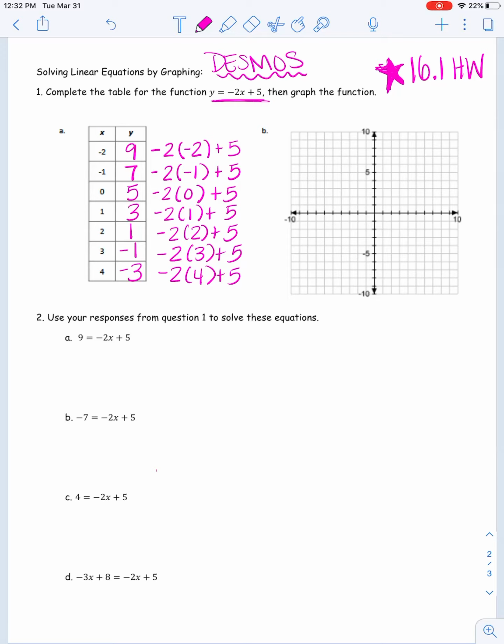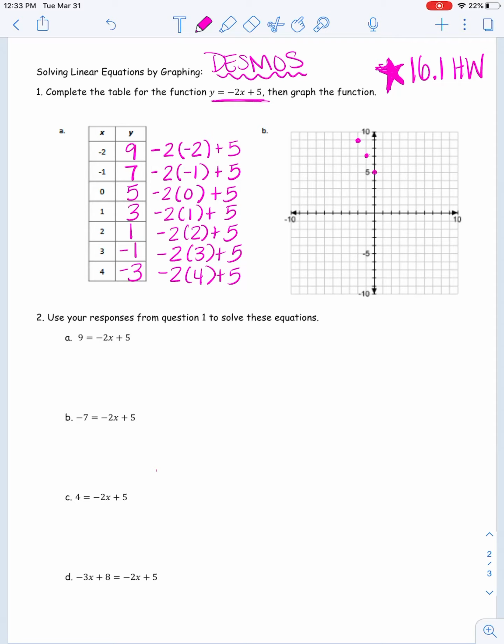So you could do a couple different things here when you're being asked to graph. You could use your slope and y-intercept from the equation, or you could plot the points that are given to you in the table. Probably easier just to plot the points from the table, so that's what I'm going to do. I'm going to plot the point negative 2, 9, so left 2, up 9, negative 1, 7. This is also going to give me a much more accurate line.